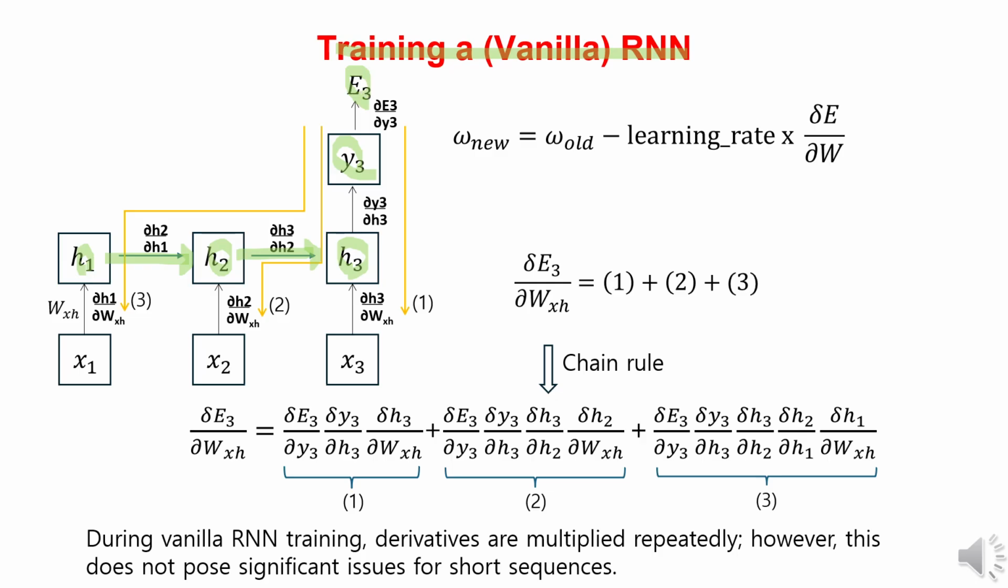Using this error, we need to compute the partial derivative with respect to the weight omega xh. Since the same weights are shared across all time steps in an RNN, the total derivative is expressed as the sum of contributions from each time step, 1, 2, and 3. As explained in the previous backpropagation video, this process unfolds via the chain rule, and the gradient at each time step is obtained by tracing back through the previous hidden states. Therefore, in a vanilla RNN, derivatives are multiplied repeatedly along the time axis due to the chain rule, which works well for short sequences.